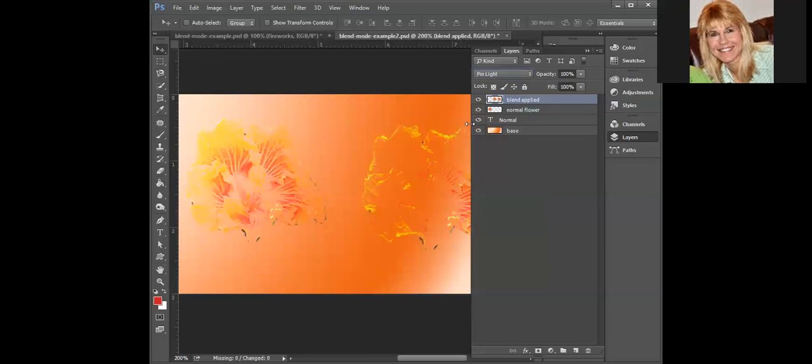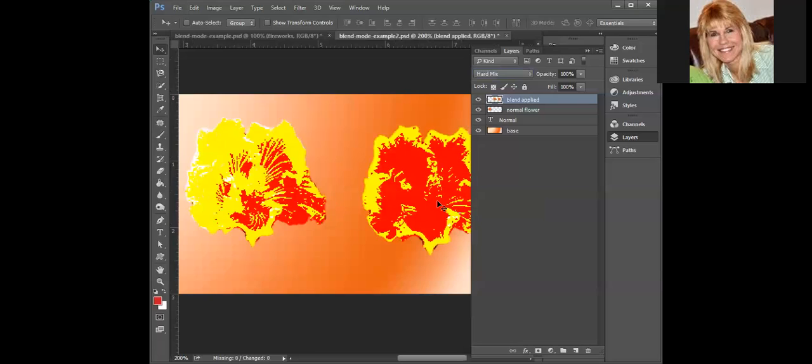Pin light. It replaces the colors depending on the blend color. If the blend color is lighter than 50% gray, pixels darker than the blend are replaced. Pixels that are lighter do not change. So you can see that we have an awful lot of pixels that got replaced.